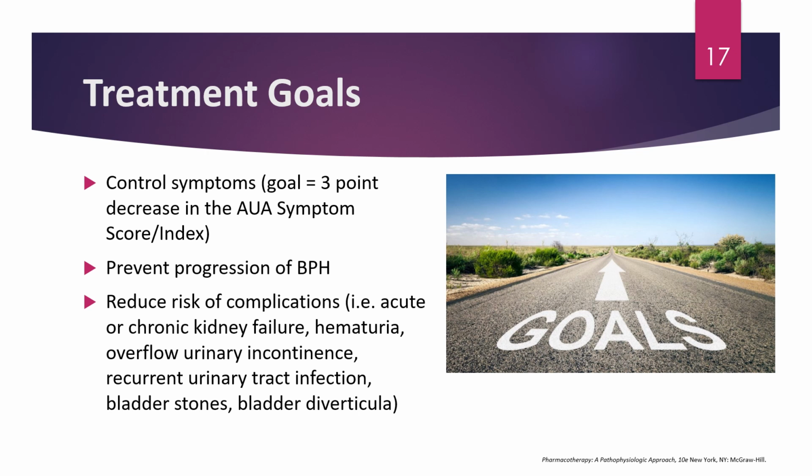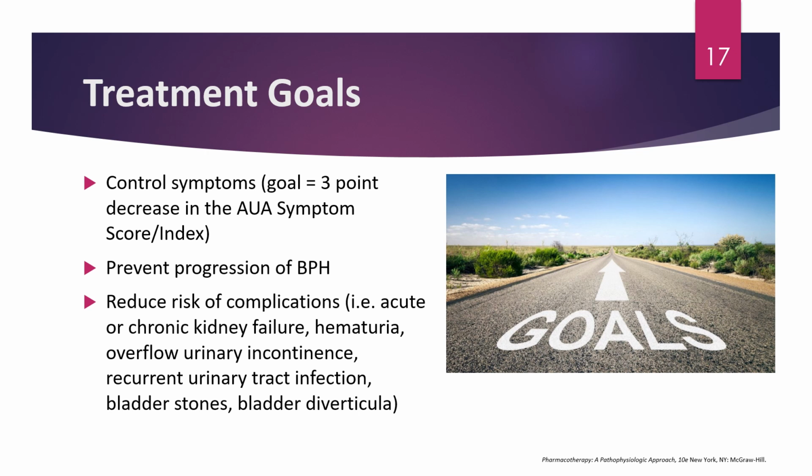So if BPH becomes severe in its later stages, you can see patients develop acute or chronic kidney failure, and this is because of the obstruction of the urinary outflow. You might see them develop hematuria or blood in the urine. They may have overflow urinary incontinence. They may have recurrent urinary tract infections because of all of the fluid just hanging around in the bladder area.